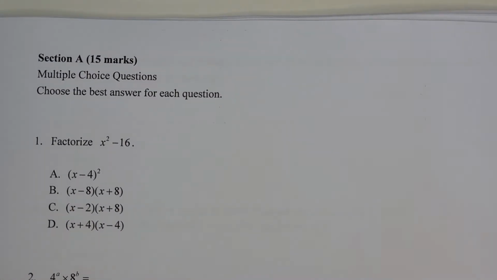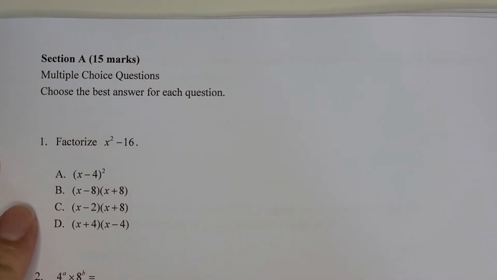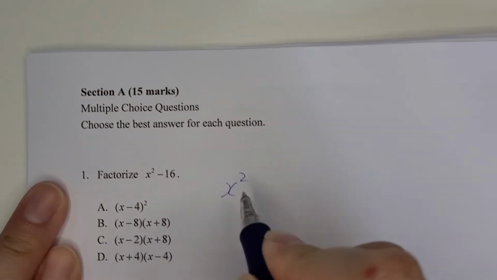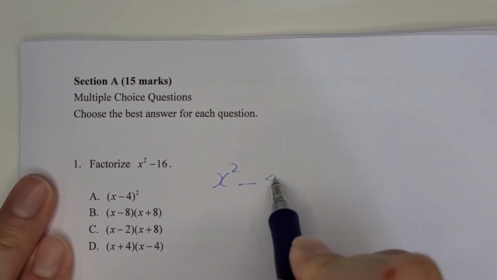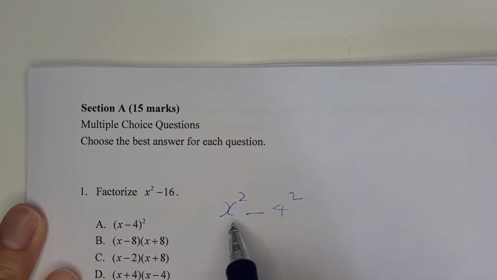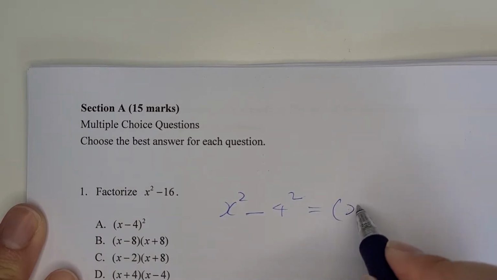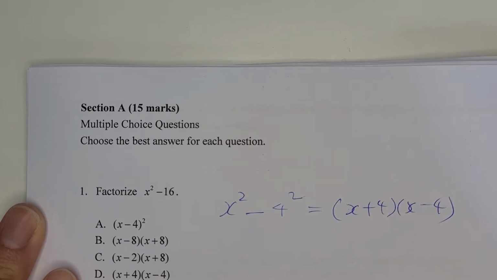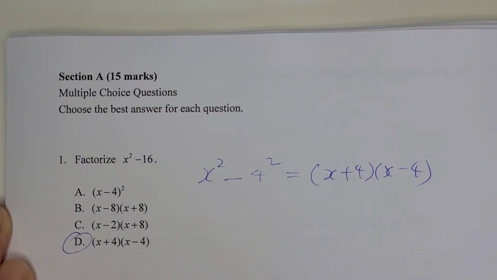Okay, let's look at the solution of this paper. For question 1, factorize x squared minus 16. Then you can do it this way: x squared minus 16, that means x squared minus 4 squared. And actually, that is the standard format of a squared minus b squared. So it can be factorized as x plus 4 times x minus 4. So the answer is D for dog.